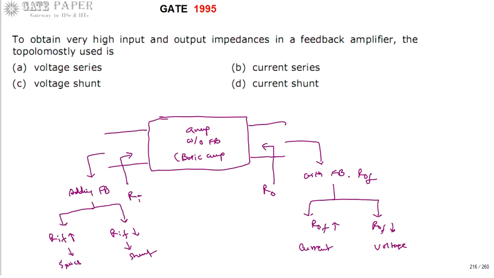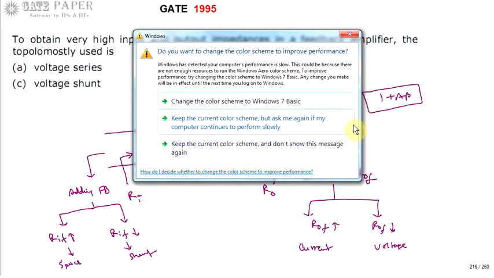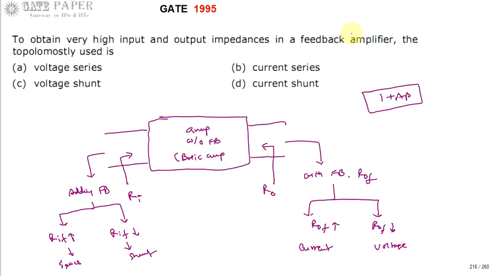Whether the input or output impedances increase or decrease, it is always by a factor of 1 plus A beta. Here, A is the gain of the basic amplifier, and beta is the feedback factor, the gain of the feedback network. This is the factor by which the input and output impedances are modified. If it increases, it increases by this factor; if it decreases, it decreases by the same factor.